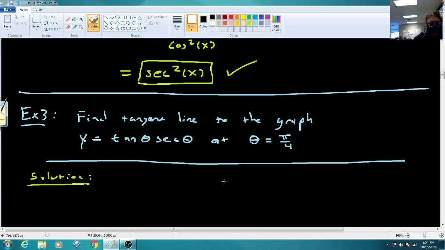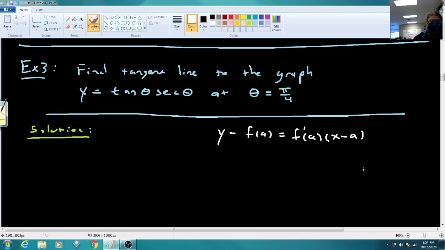First thing, we want to remember our equation of a tangent line, which would be y minus f of a equals f prime of a times x minus a. And in this particular problem, a is going to be pi over 4. So we need to figure out what this y function is, evaluated at pi over 4. We'll do that as scratch work over here. What is tangent of pi over 4 times secant of pi over 4?